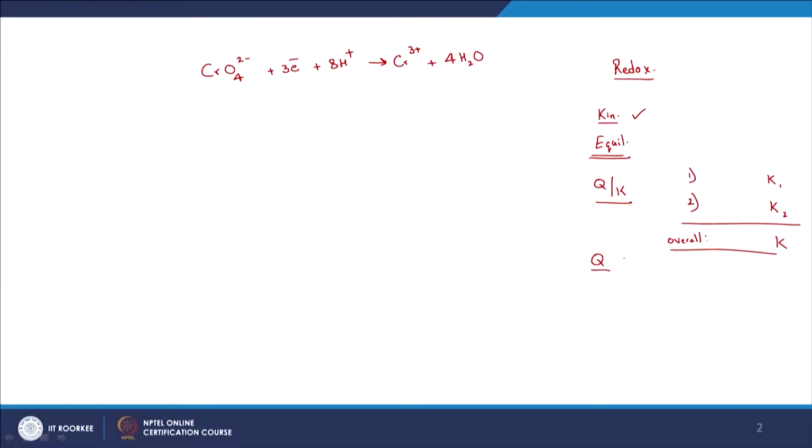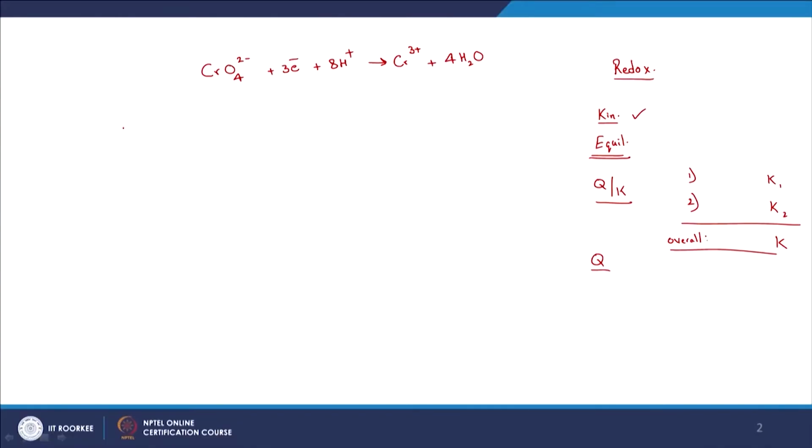Then you can calculate Q based on the relevant concentrations in your particular system. Q will tell you about the present scenario. K will give you an idea of how the system is going to be at equilibrium. So when you look at Q by K, if Q by K is less than 1, the reaction is feasible. Equal to 1, it is at equilibrium, and greater than 1, it's not feasible. That's something we looked at in previous classes from the point of view of the redox process.